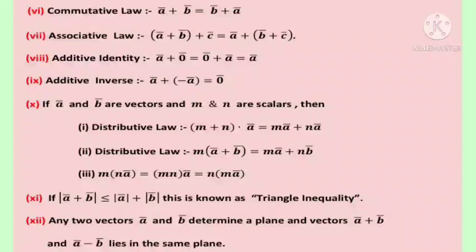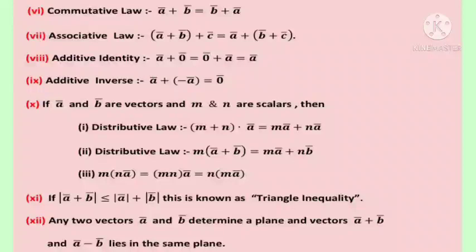Now the 11th one is called the triangle inequality. If the modulus of A bar plus B bar is less than or equal to the modulus of A bar plus the modulus of B bar, this is called the triangle inequality.